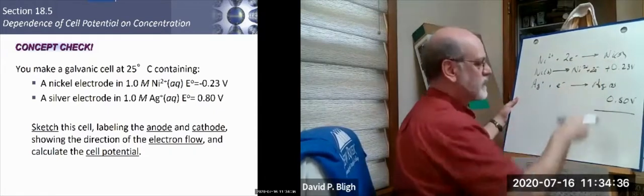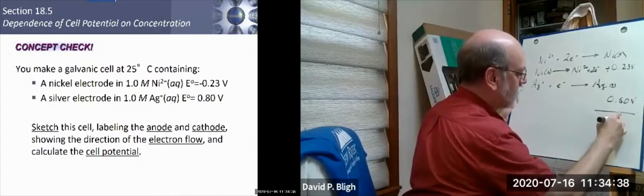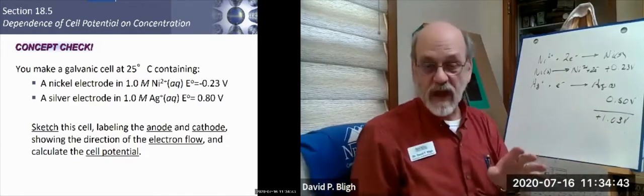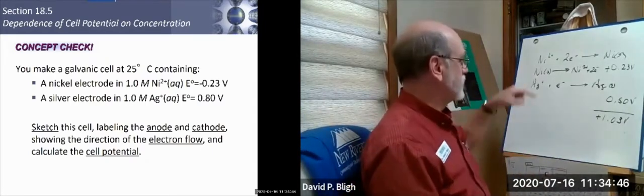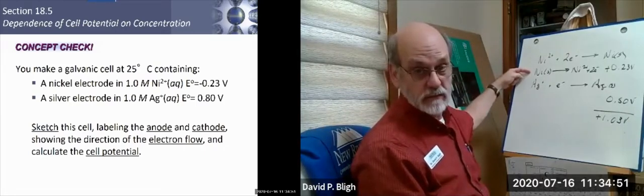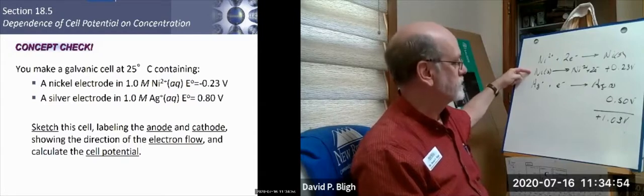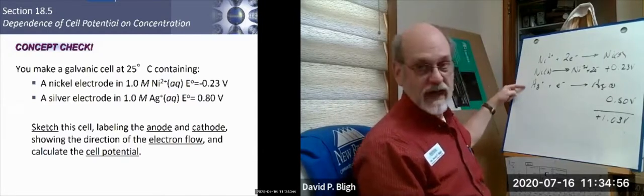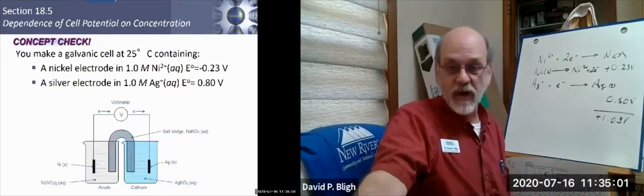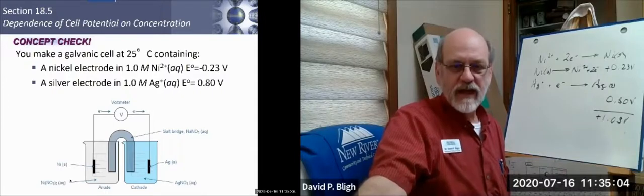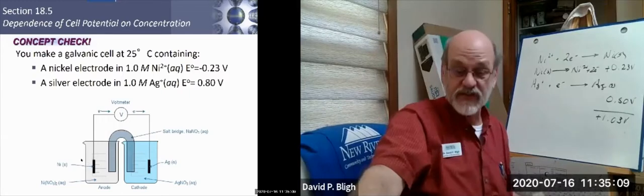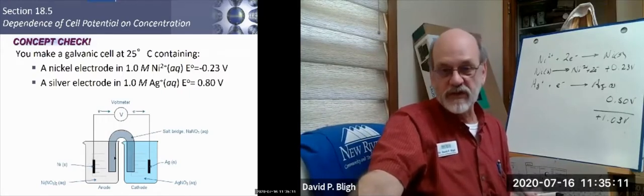Now it becomes positive. Add them together, you get 1.03 volts. Positive. That's the way the cell operates spontaneously, with this one as the anode, where oxidation occurs, and this one as the cathode, where reduction occurs. Now we know which side to put them on. So the silver goes on this side, and the nickel goes on this side. So that's how you would sketch the cell, using a salt bridge in this case.